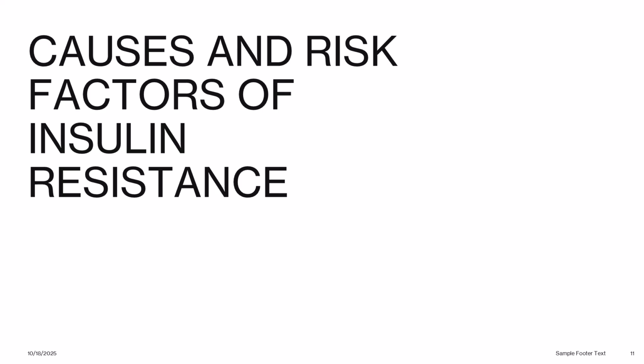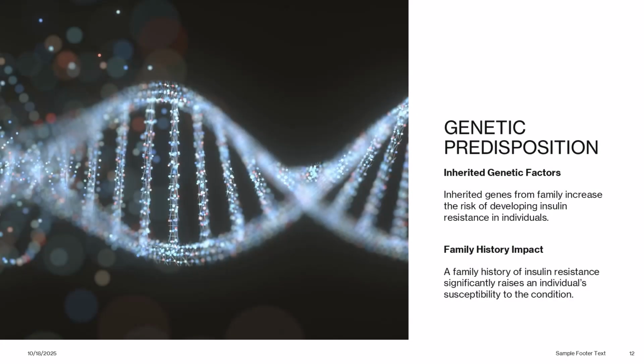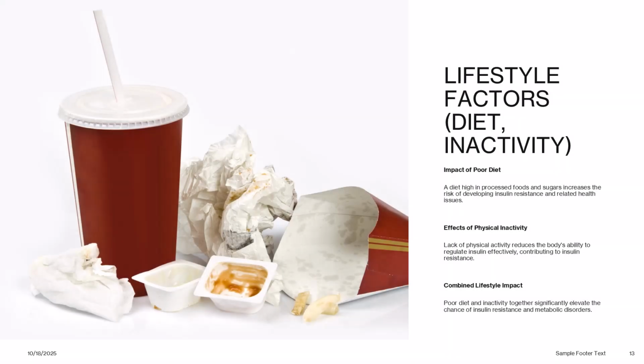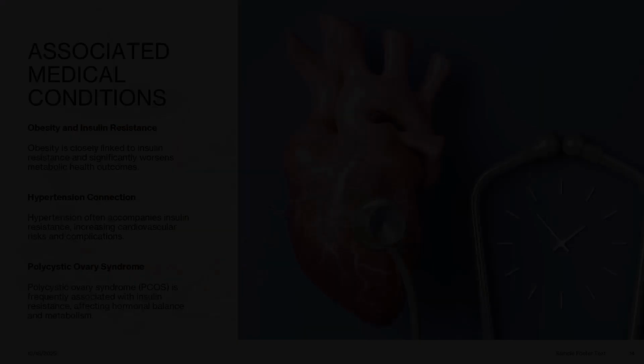Section 3. Causes and risk factors of insulin resistance. Let's take a closer look at what increases the risk of developing insulin resistance. Genetic predisposition. If insulin resistance runs in your family, your risk is higher. Inherited traits can influence how your body processes insulin. Lifestyle factors. Diets high in processed foods and sugars contribute significantly. When combined with physical inactivity, the body's ability to regulate insulin deteriorates.